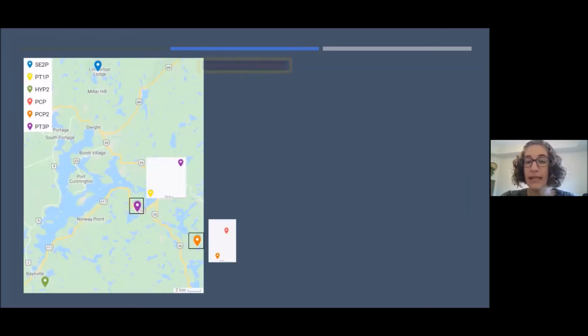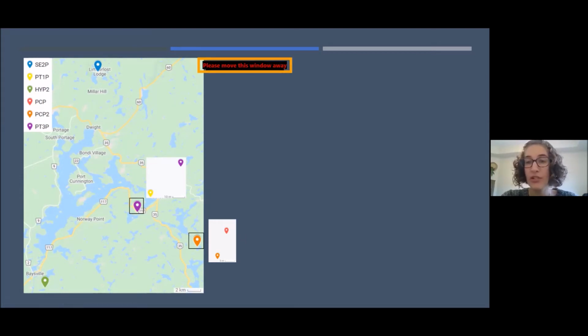The first study conducted focused on 6 monitoring stations, PT1P and PT3P, which are located near Paint Lake and are on here the map, SE2P, which is located near Solitaire Lake, HYP2, which is located near Heaney Lake, and PCP and PCP2, which are located near Plastic Lake.